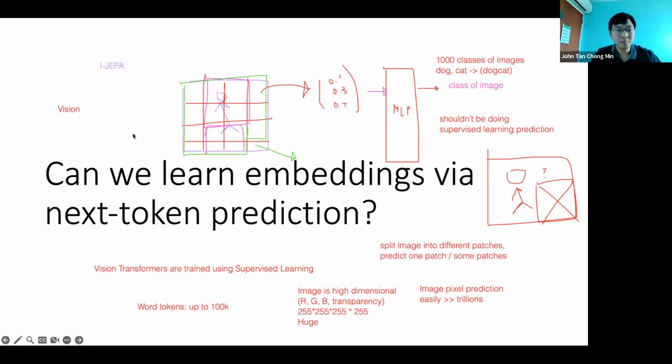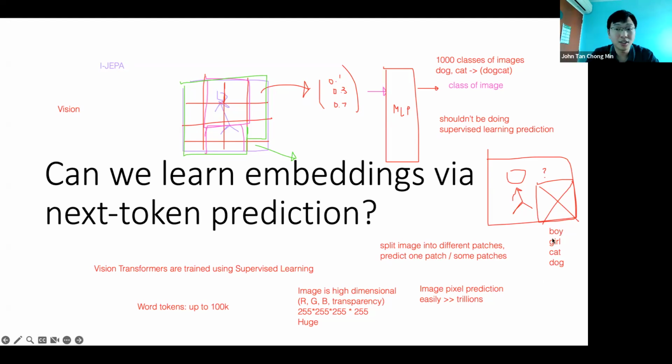So that's why I-JEPA tries to predict in latent space, which is a bit smaller. But it's not exactly easy to predict in latent space either, because of the huge number of possibilities for the pixel space here. This one could be a boy, a girl, a cat, or a dog. How are you going to predict just one latent when there are so many possibilities for this image?